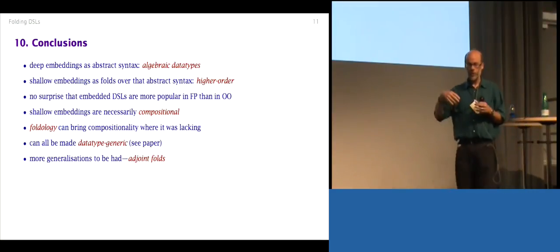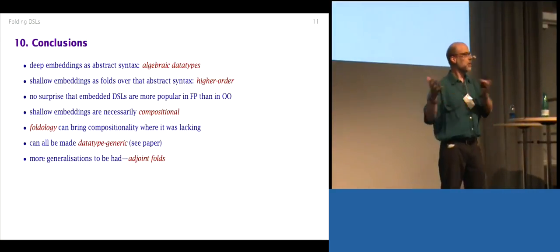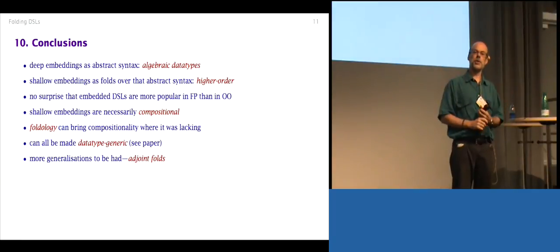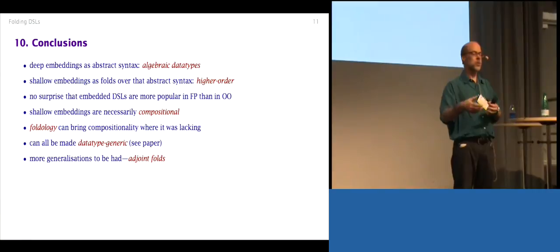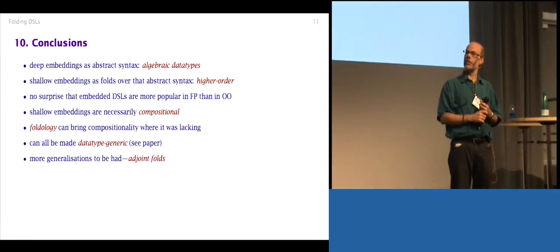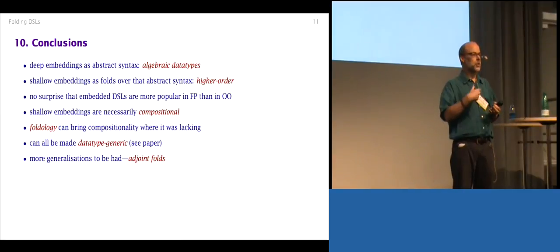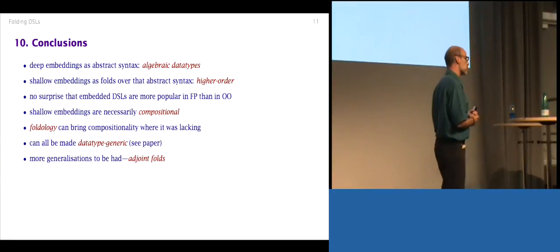Incidentally, it's perhaps no surprise that if you look at DSLs in the OO context, if you go to SPLASH and talk about DSLs, they're more often standalone languages. If you come here and talk about DSLs, they're more often embedded DSLs. And I think that's because to do the embedded ones properly, you need algebraic data types and higher order functions. So of course, that's going to be more appealing in a functional setting than in an OO setting.